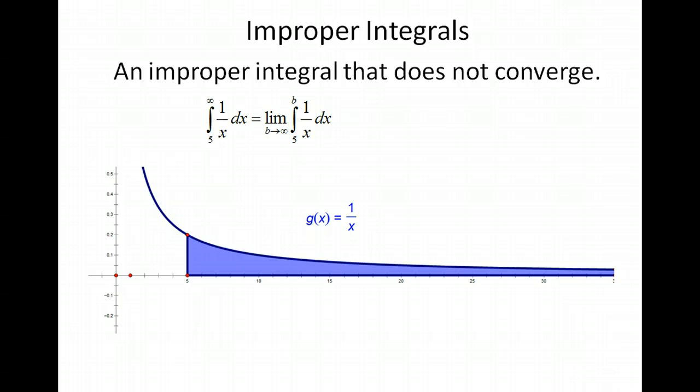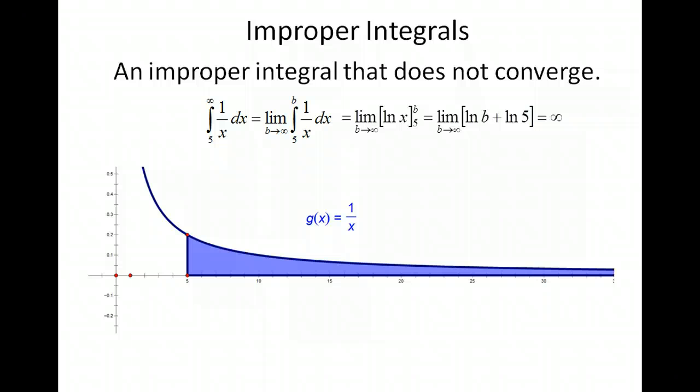This is going to be an improper integral that does not converge. What does converge mean? It means that it's going to a specific number. If it does not converge, we call it divergent. It means it's not going to a specific number. So let's look at what happens technically with the integral. This is going to be the function 1 over x, and we're going to try to integrate from 5 to infinity, which means that first of all, we're going to rewrite it as a limit as b goes to infinity.